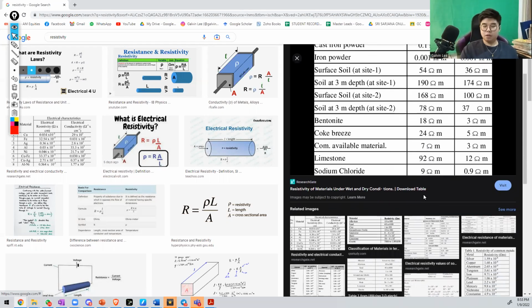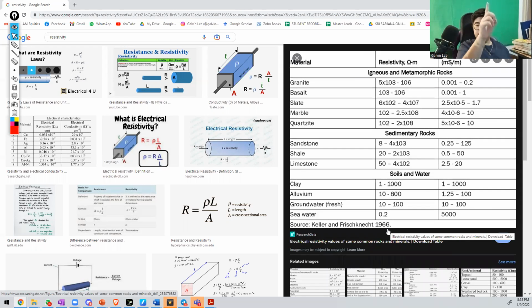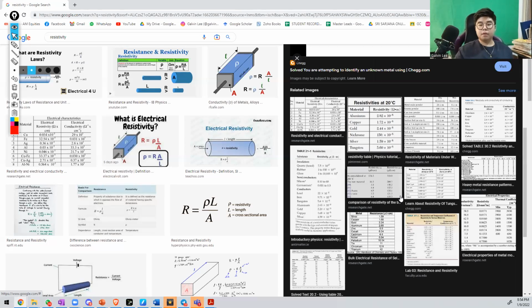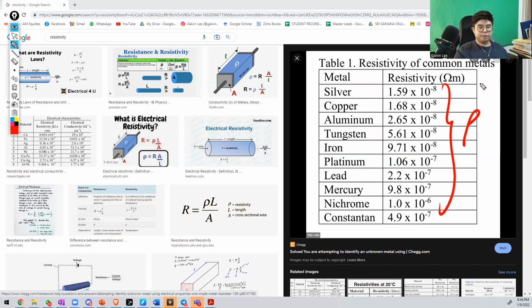Okay, so Google, you can find. So this number that you all see, the bigger this number, the more resistant it is. Like the one just now, the copper one. Copper, small number. This one we use rho. Resistivity, rho. Lower the rho, lower the resistance. The bigger the rho, the bigger the resistance.